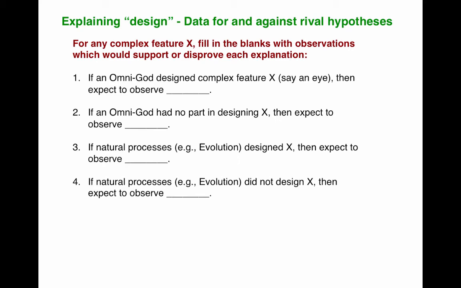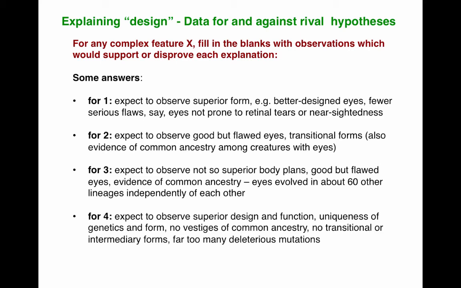Statement 2. If an omni-God had no part in designing X, then we would expect to observe fill in the blank. Statement 3. If natural processes, for example evolution, designed X, then we would expect to observe fill in the blank. Statement 4. If natural processes, for example evolution, did not design X, then we would expect to observe fill in the blank. Let's fill in the blank.